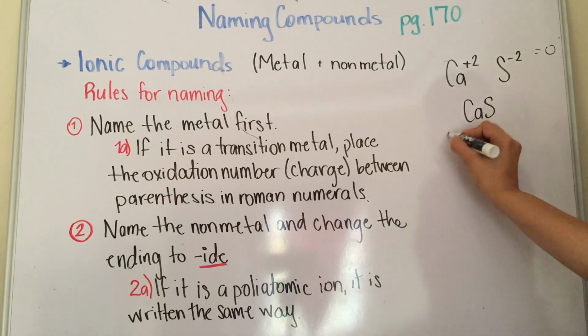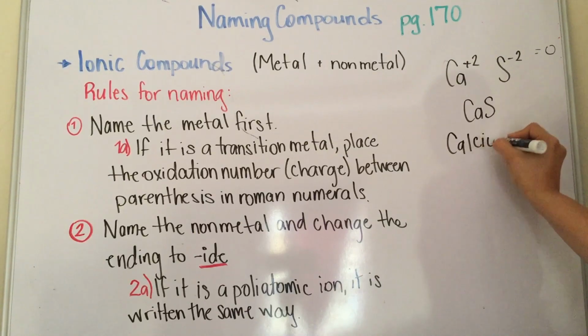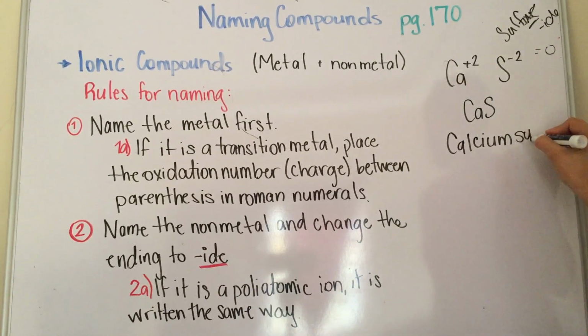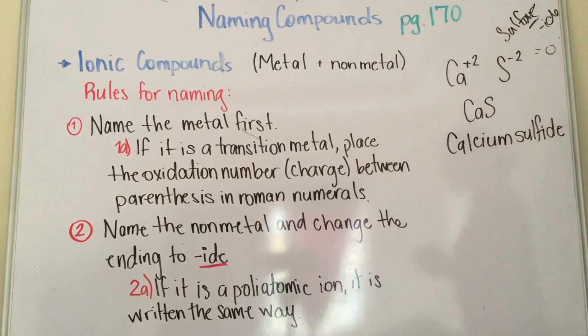First, I'm going to name my metal, calcium. Is calcium a transition metal? No. So no parentheses and no Roman numerals. Then we have sulfur. We're going to change the ending to "ide." So it's calcium sulfide. And that's the name of this chemical compound.